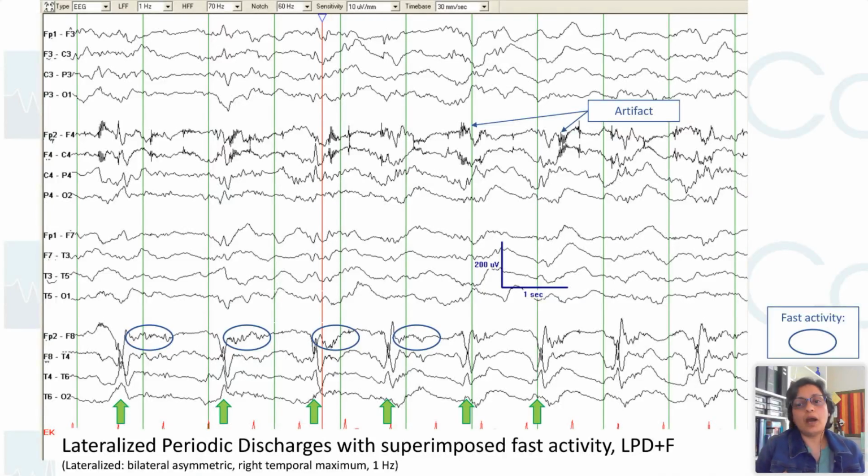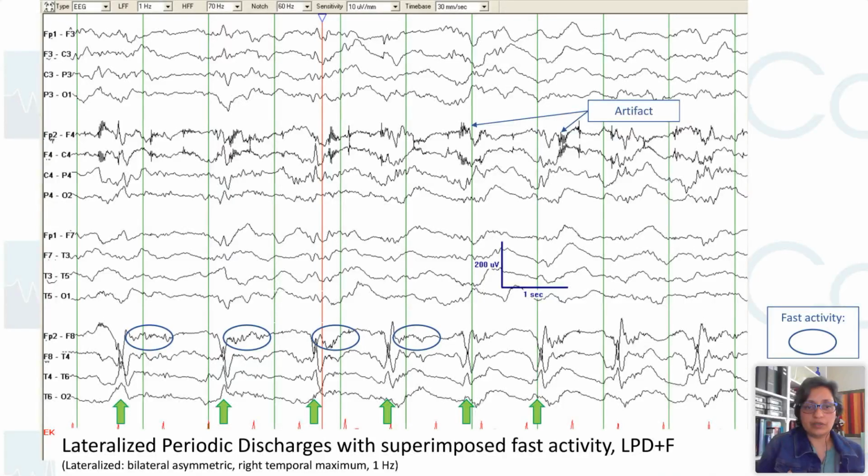Now, why did some of you choose rhythmic delta activity? Because if you look at the left side, you do see rhythmic delta with some faster frequencies. Now, what is it that is popping up in this record? If you are describing this EEG, there are two different patterns going on. We have lateralized discharges here. So what is the most malignant pattern that you're going to describe this EEG with? These are lateralized periodic discharges on the right side, and they're happening with faster frequencies.